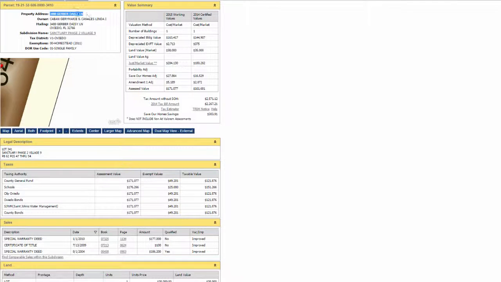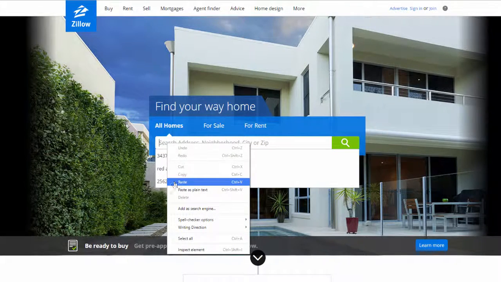take the property address. I'll copy this address, and then we're going to go over to Zillow.com. So if we type Zillow.com into our web browser, this is what you'll see. And then just put that address in here.